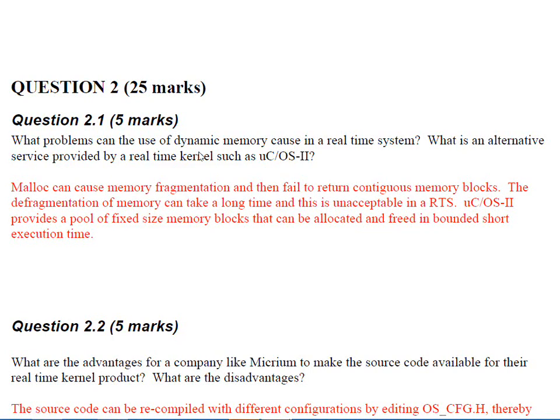Okay, so the real-time kernel provides the source code for the product. Now this is not always the case, so there are lots of real-time kernels out there that provide the executable effectively without the source code. So why do they do that? So why does Micrium, that's the micro COS2 company, why do they provide full open source?